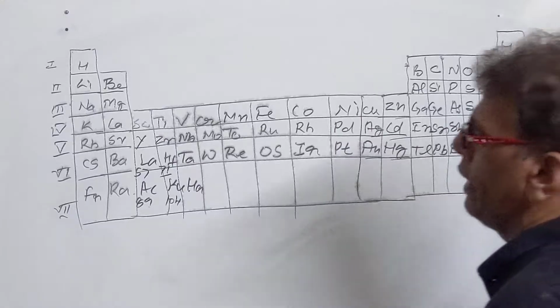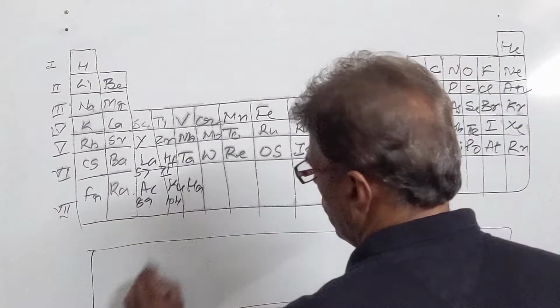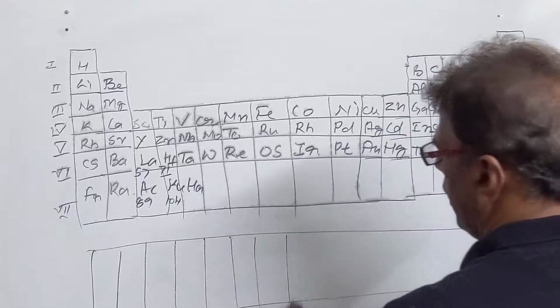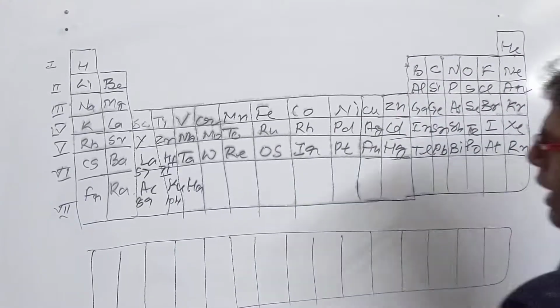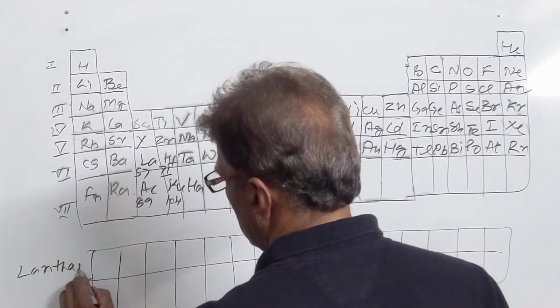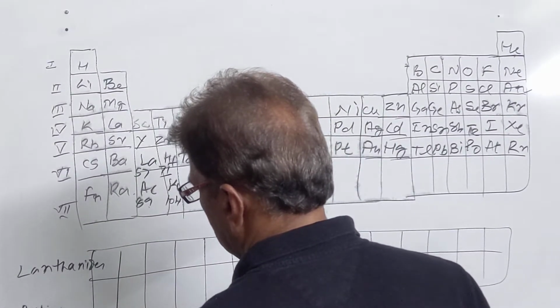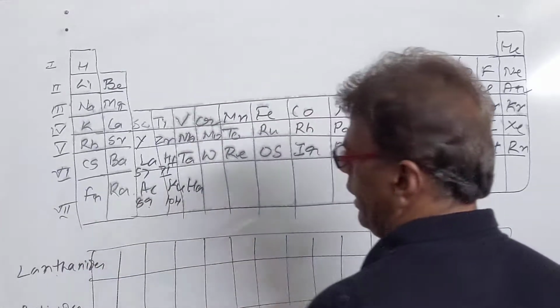So we have a gap of 14 elements here, 14 elements here, which are placed at the bottom of the periodic table. We have 14 such groups. The first series of the elements is called the lanthanides, and the second series is called the actinides. Lanthanides follow lanthanum, and actinides follow actinium.